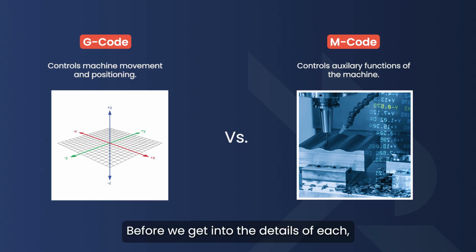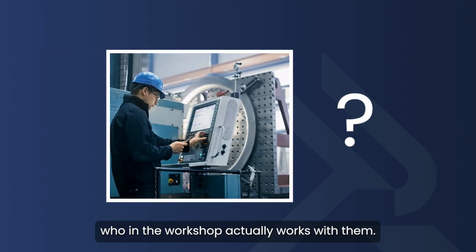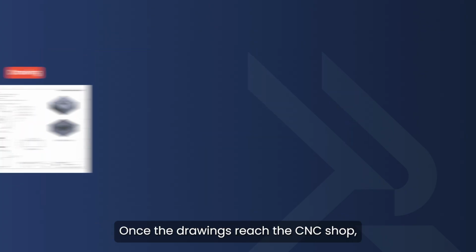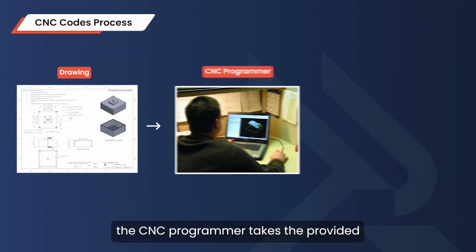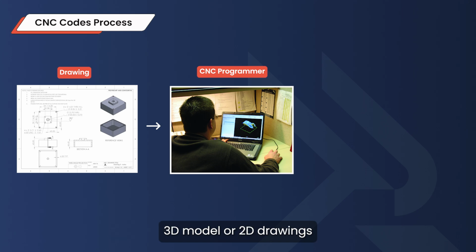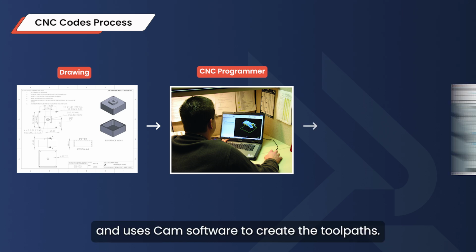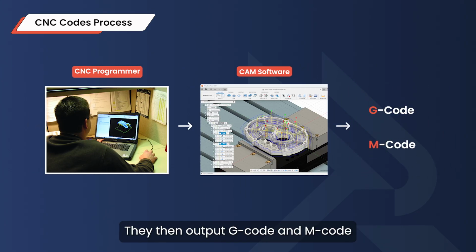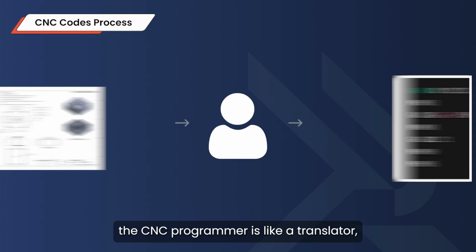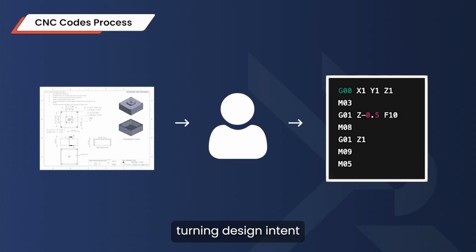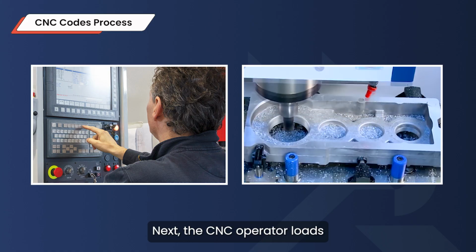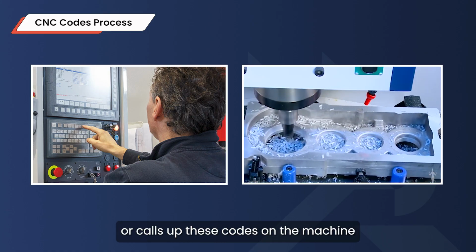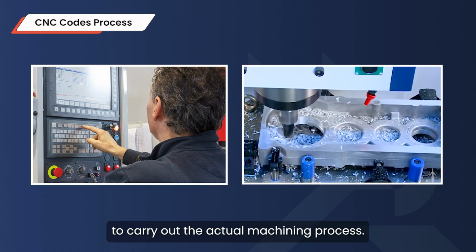Before we get into the details of each, let's first understand who in the workshop actually works with them. Once the drawings reach the CNC shop, the CNC programmer takes the provided 3D model or 2D drawings and uses CAM software to create the tool paths. They then output G-code and M-code that the machine can understand. In simple terms, the CNC programmer is like a translator, turning design intent into machine-ready instructions. Next, the CNC operator loads or calls up these codes on the machine to carry out the actual machining process.